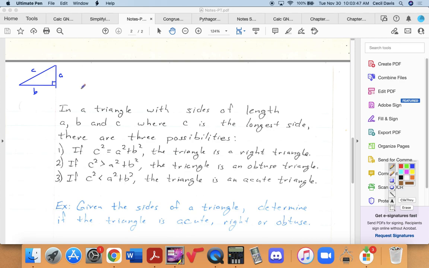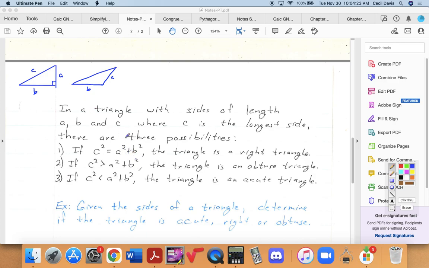So if C got bigger, it would start looking more like this, right? What if C got smaller? It would become an acute triangle. So, if in a right triangle we know that C squared is equal to A squared plus B squared, here this new C would be bigger, so C squared would be bigger than A squared plus B squared.